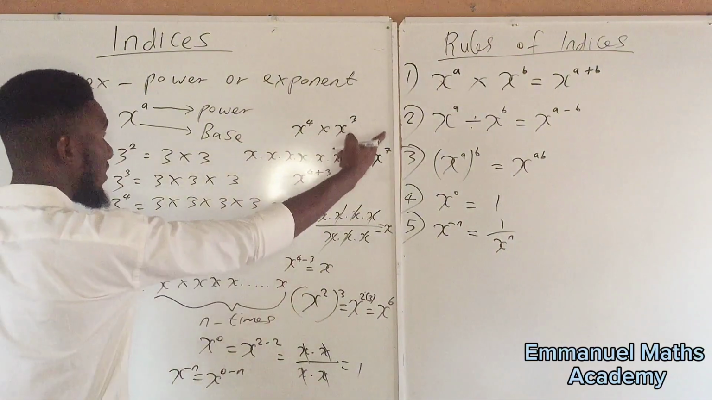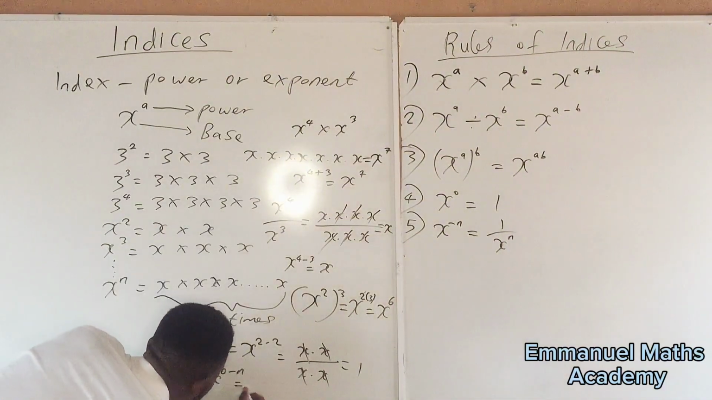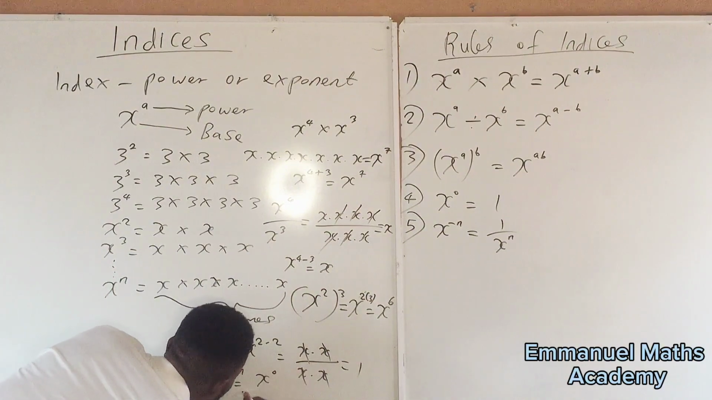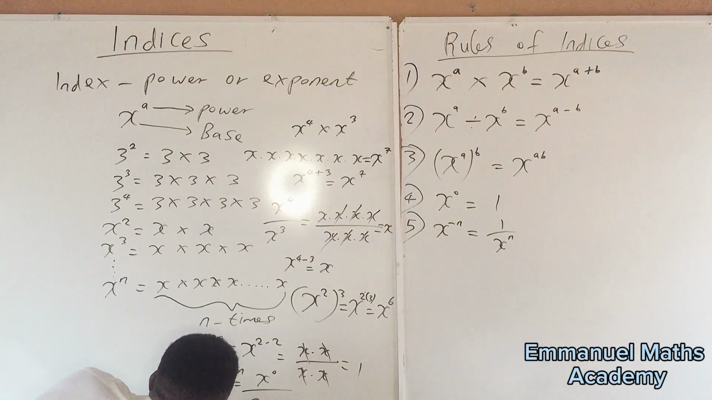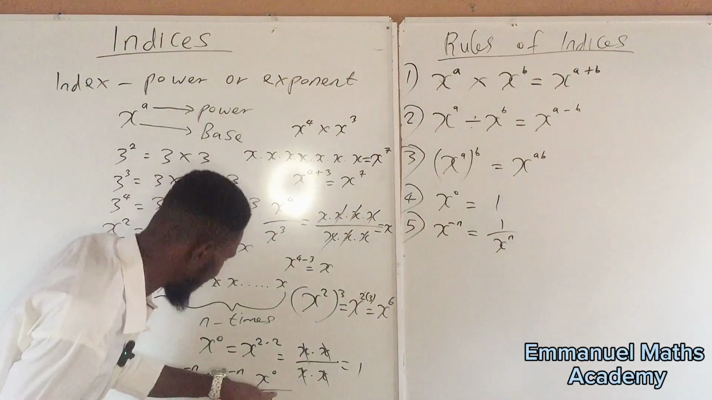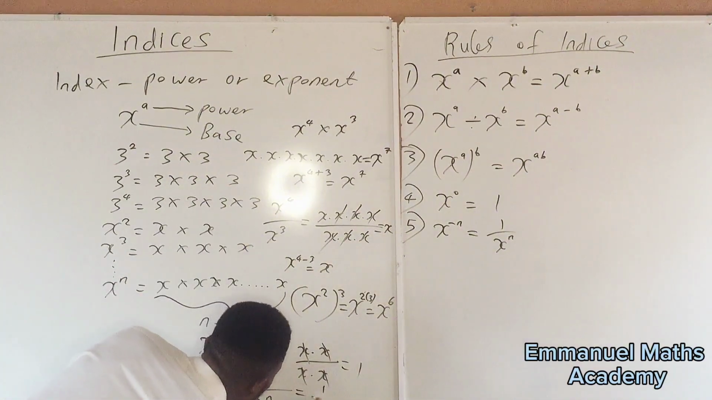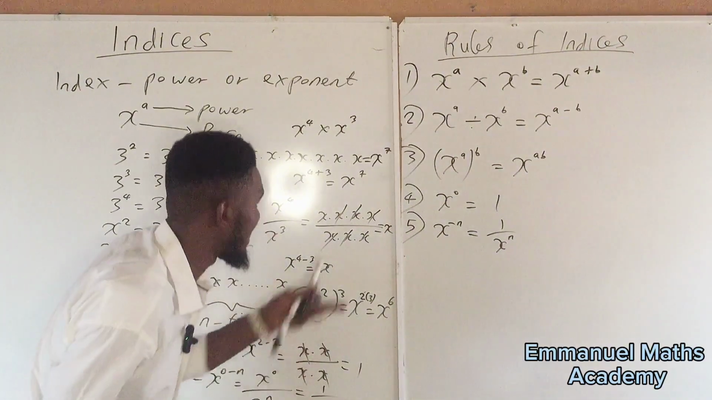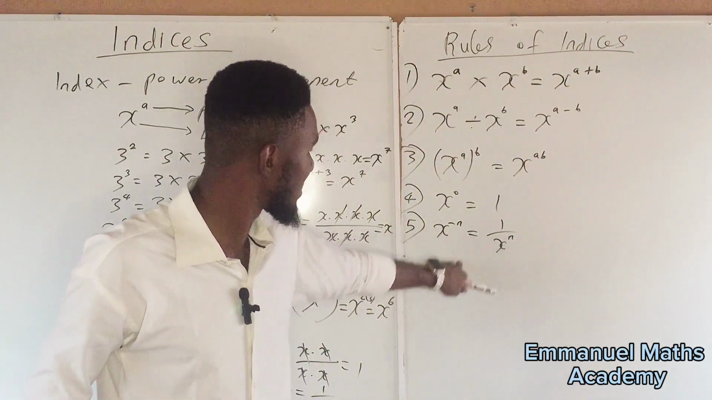Now from the second law of division, this is the same thing as x raised to power 0 over x power n. And from the fourth law, any number raised to power 0 is 1. That means from here you have 1 over x raised to power n. If you can see it, that is the fifth rule of indices.